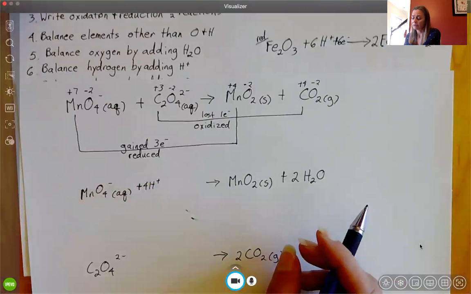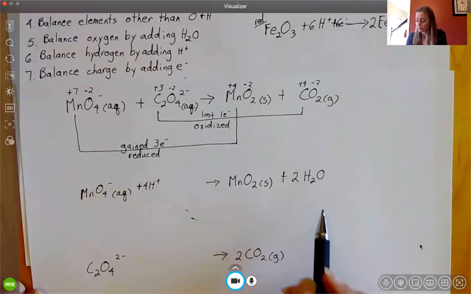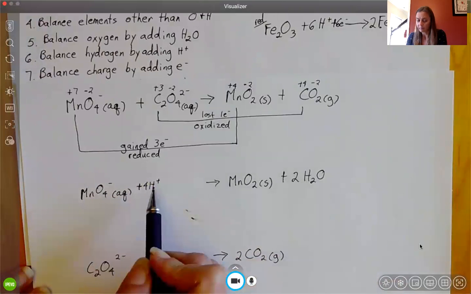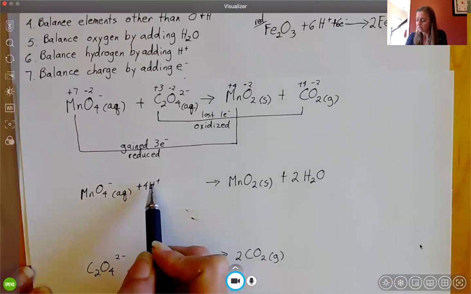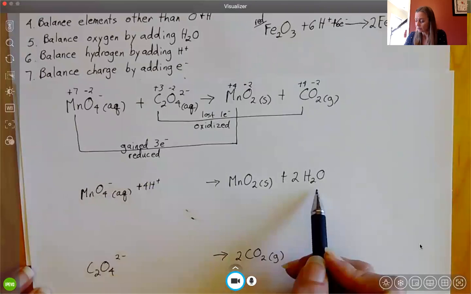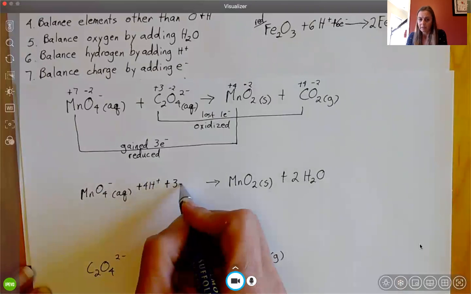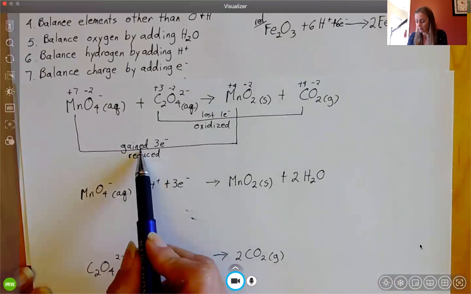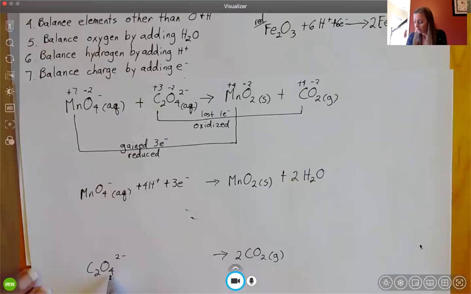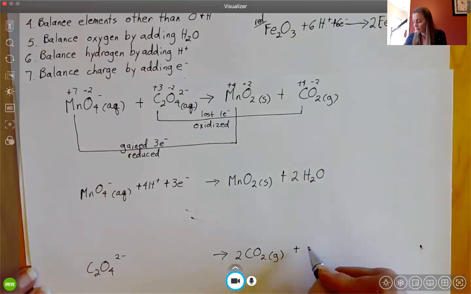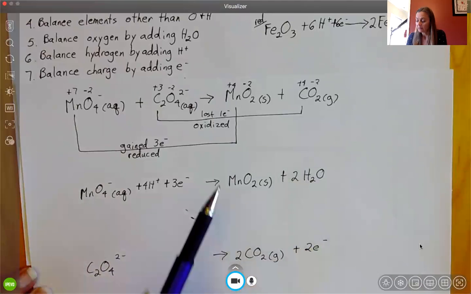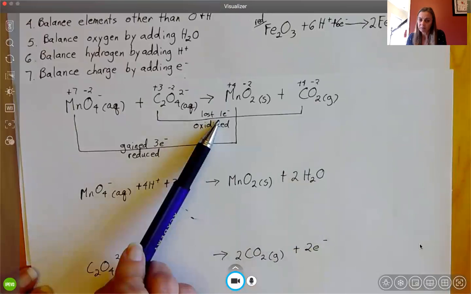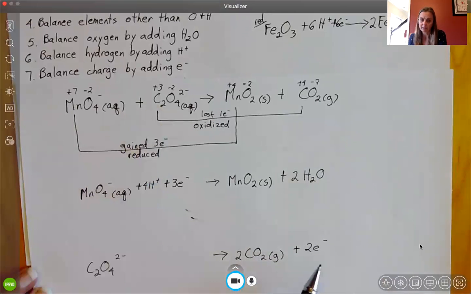And next we're going to balance charge by adding electrons. So the total charge on this side is -1 plus +4 gives me +3, and total charge on this side is 0. So I'm going to add 3 electrons. And that, again, we're double checking, matches what we predicted would happen with it gaining 3 electrons. And now with our oxalate and our carbon dioxide, total charge on this side is -2, total charge on this side is 0. So we're going to add 2 electrons to the product side. Now we said that each carbon lost 1 electron, but there are 2, so it makes sense that we have 2 electrons here.